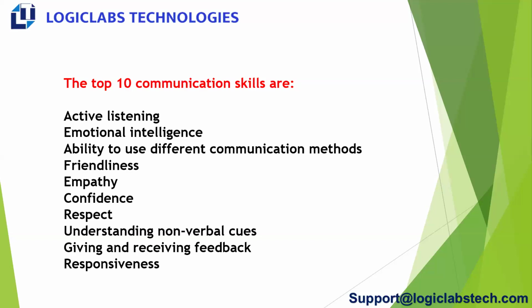So a person should understand what the position is, how I'm going to help the other person. This will come under emotional intelligence. Ability to use different communication methods. Now, what are the communication methods? Two communication methods will be there, guys. Verbal and non-verbal. Verbal is nothing but the way we are speaking and doing the communication, right?